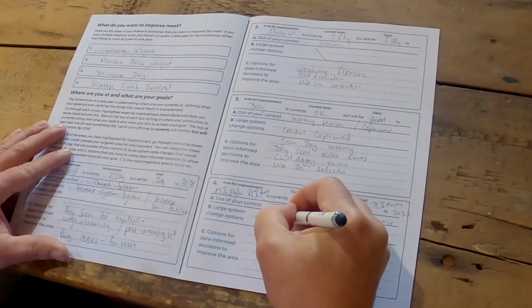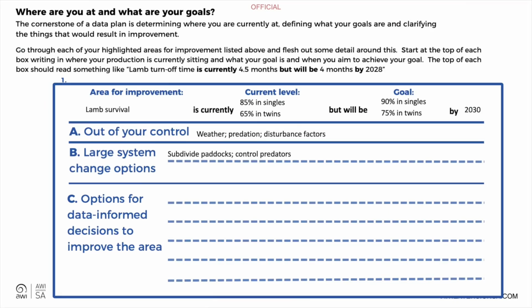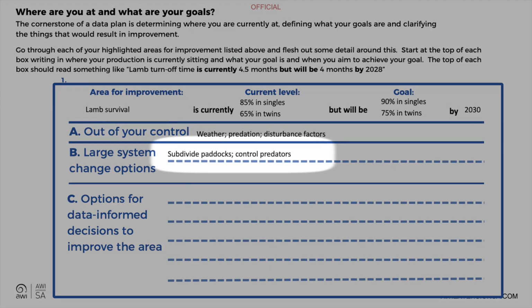In terms of large system changes, we could do things like subdivide paddocks. We know that mob size impacts lamb survival. So subdividing out those paddocks, which can be just temporary, like a couple of wires to keep them separate for that lambing period, is a system-wide change. And then obviously controlling predators is something that lots of people do, or at least try to keep the numbers down so that we don't get that same impact.